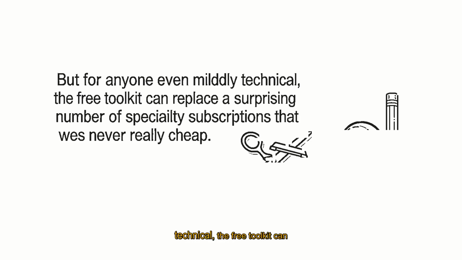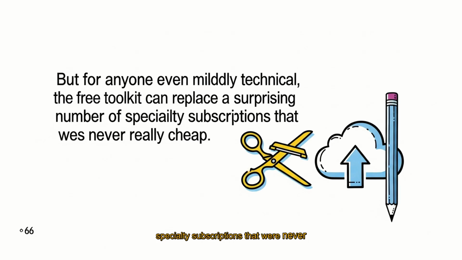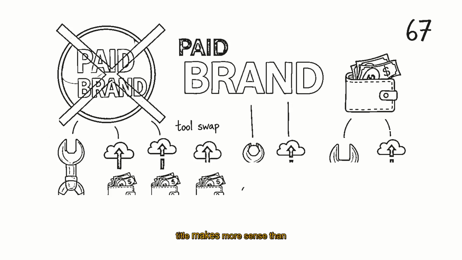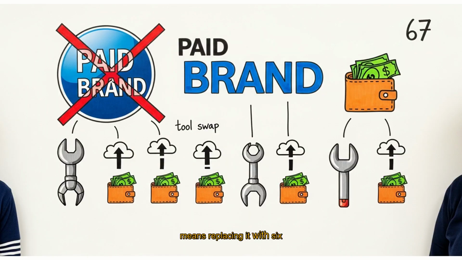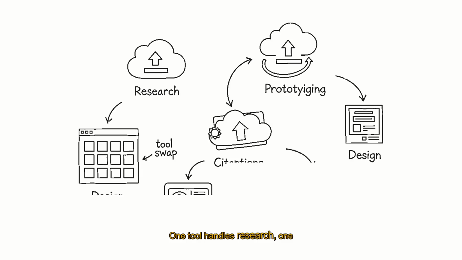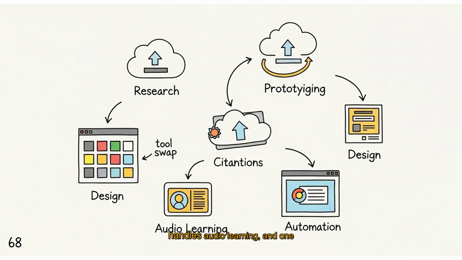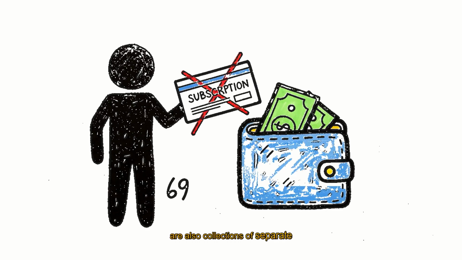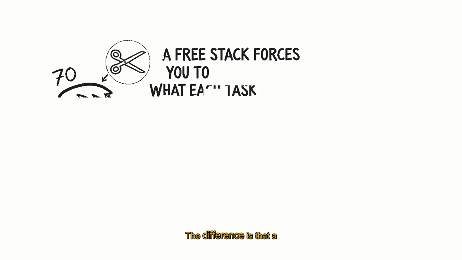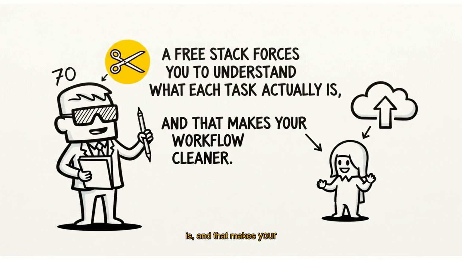But for anyone even mildly technical, the free toolkit can replace a surprising number of specialty subscriptions that were never really cheap. This is also where the title makes more sense than it first sounds, because replacing one giant paid brand often means replacing it with 6 smaller tools. One tool handles research, one handles prototyping, one handles citation search, one handles design, one handles audio learning, and one handles automation. That sounds messy until you remember that many paid suites are also collections of separate tools hiding behind one monthly bill. The difference is that a free stack forces you to understand what each task actually is, and that makes your workflow cleaner.